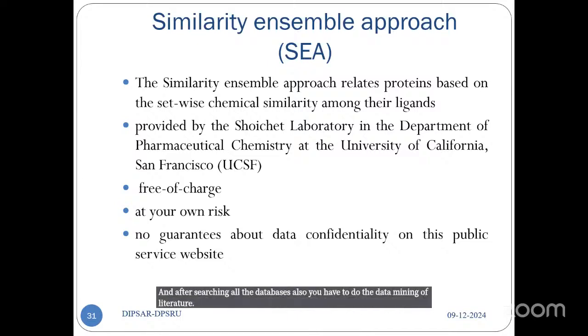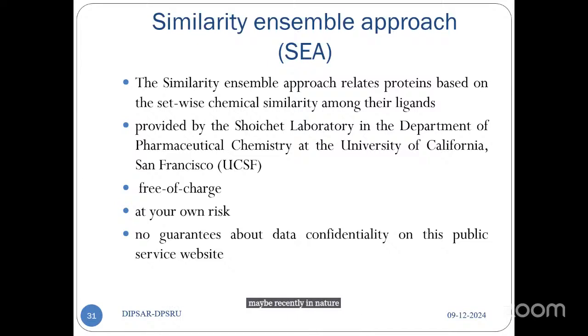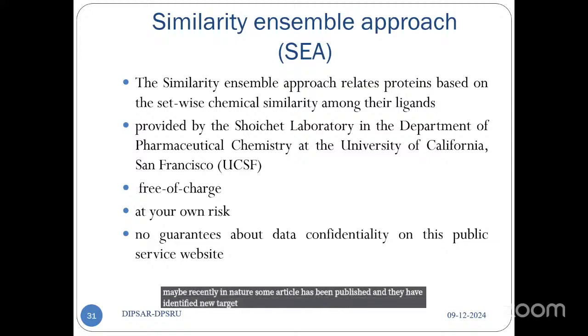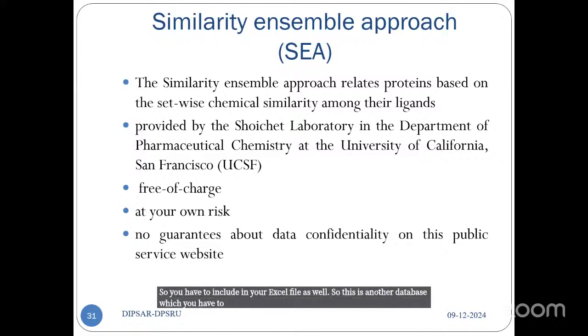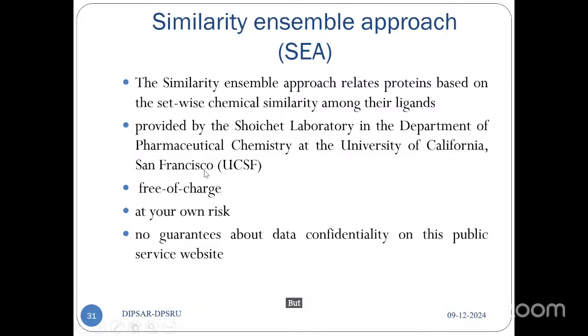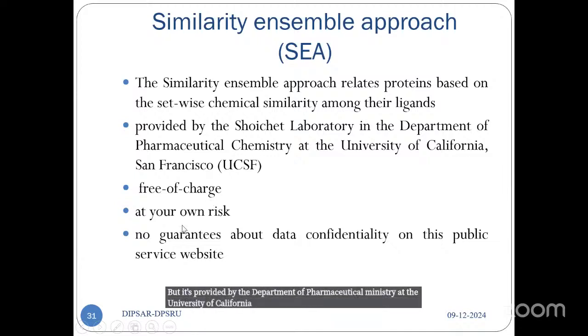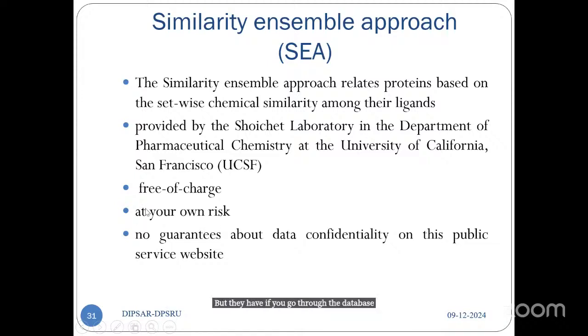Maybe recently in Nature, some article has been published and they have identified a new target which your molecule can hit, or a new target which is involved in the disease. So you have to include that in your Excel file as well. So this is another database which you have to search. It's freely available, but it's provided by the Department of Pharmaceutical Chemistry at the University of California. It's free of charge, but if you go through the database, they mention you can use this database at your own risk.